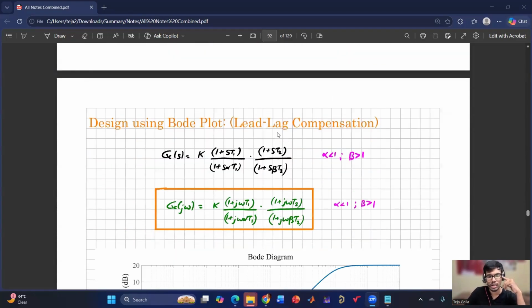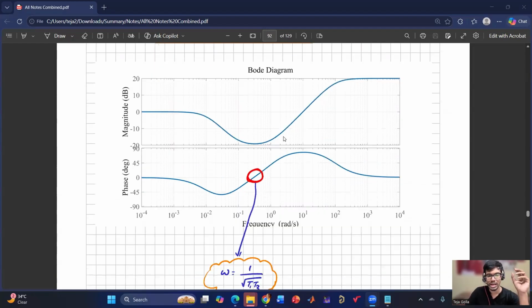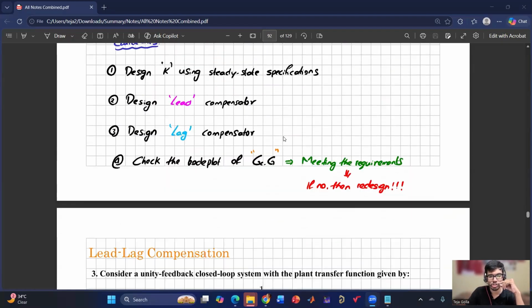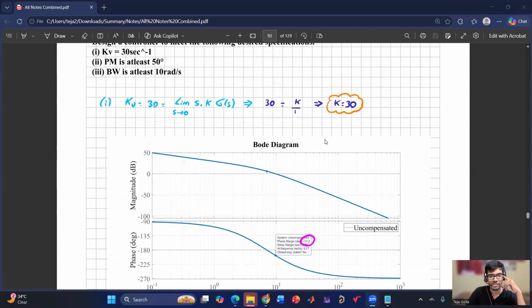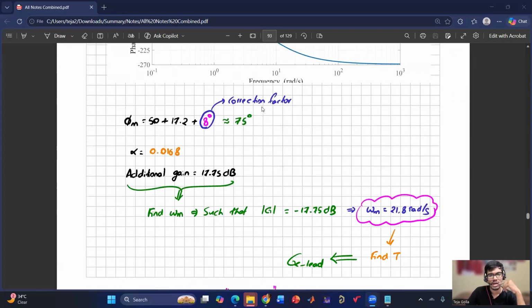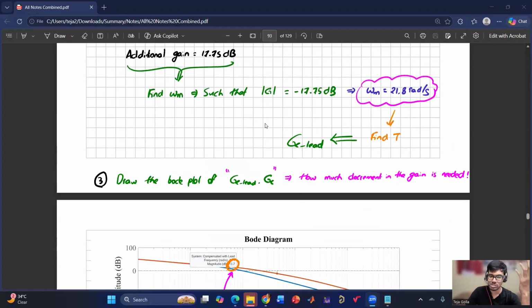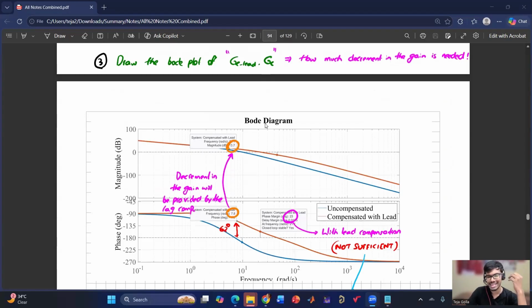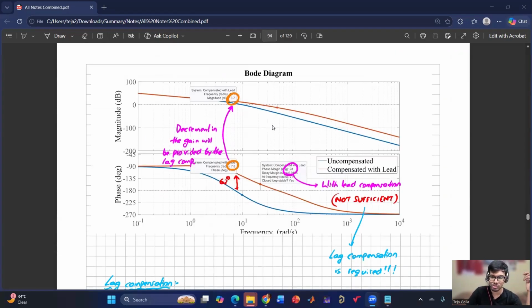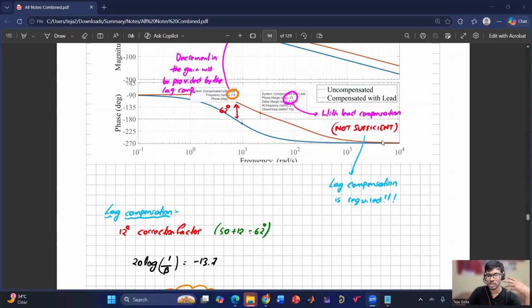Then it's all about lead-lag compensation. Here I have given one interesting example, and I have shown that lead compensation itself is not sufficient. No matter how much phi m we consider, it is not sufficient. That's why lead itself is not sufficient, so you have to design using lead as well as lag. Now the flexibility has doubled. It's not just lead, not just lag, but lead-lag.